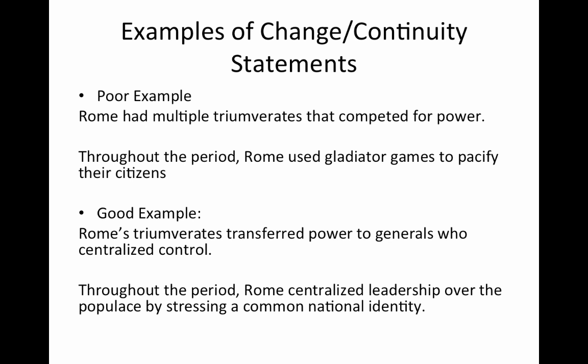Okay, here's the continuity. Throughout the period, Rome centralized leadership over the populace by stressing a common national identity. Okay, very specific, very much answering the question of movement from republic to empire. And again, the warrant is implied. The warrant is we see centralization of leadership because of the common national identity.